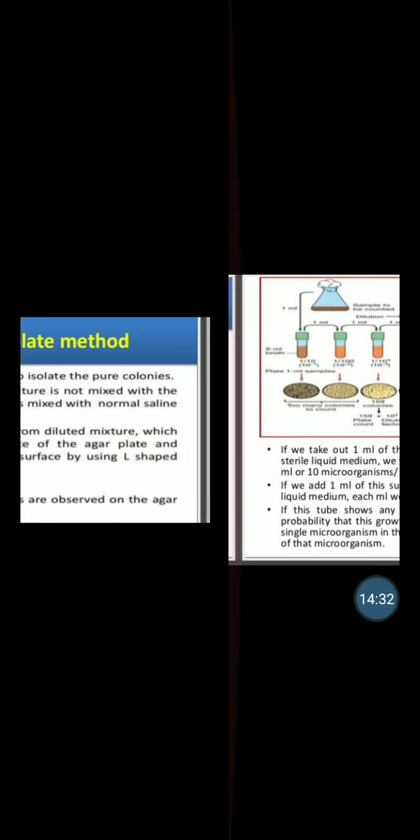Then if this tube shows any microbial growth, there is a very high probability that this growth has resulted from the introduction of a single microorganism in the medium, and it represents the pure culture of the microorganism. This is the serial dilution. Take 1 ml and dilute it up to 9 ml, that is your 10 ml. It means 1 ml contains 10 microorganisms per ml, or 100 microorganisms in 10 ml.